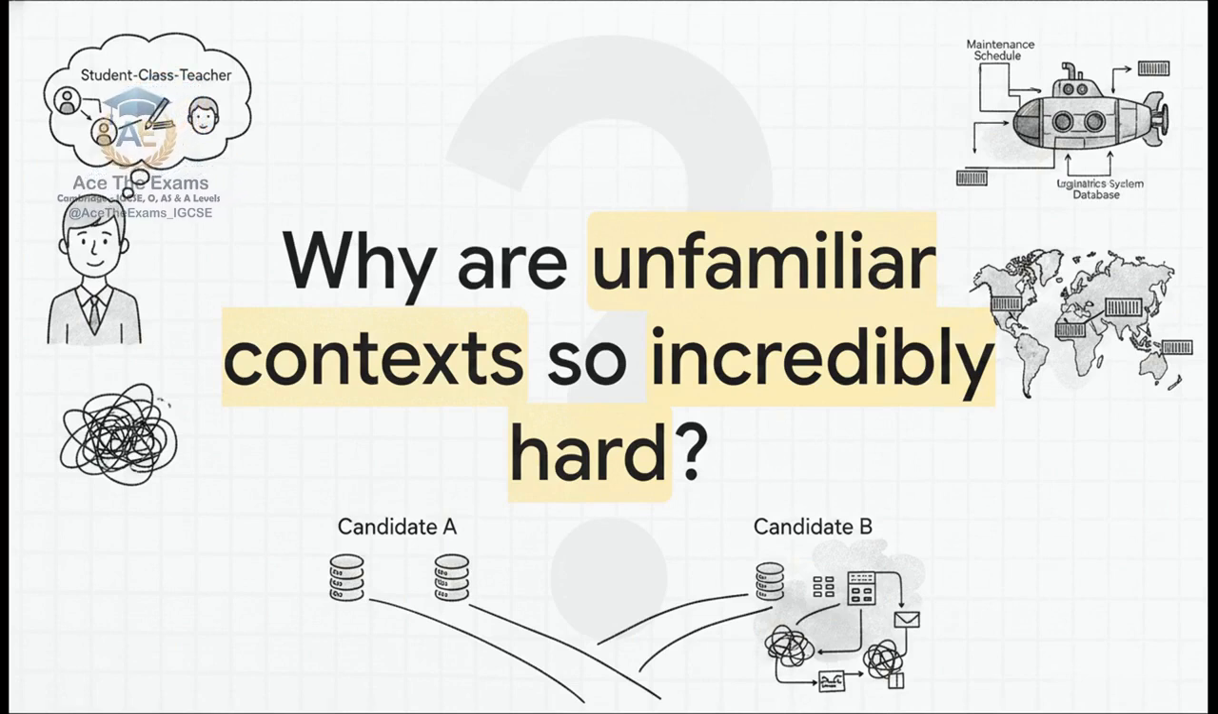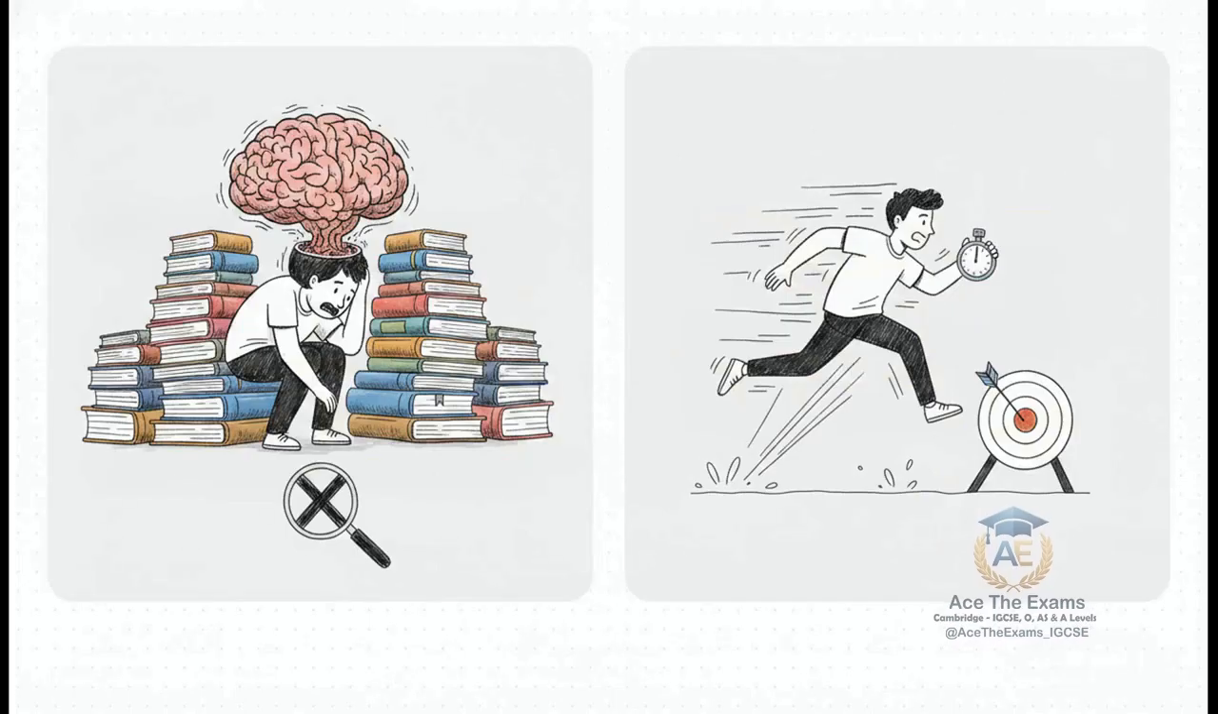But what happens when Cambridge suddenly throws a completely alien scenario at you? Say, a relational database for a deep-sea submersible maintenance schedule, or maybe a massive global supply chain logistics system. The underlying data rules haven't changed one bit, but that unfamiliar context acts like a total smokescreen. It causes panic. To truly answer why this throws candidates off their game, we need to look at how two very different types of students typically approach these high-pressure exam questions. Let's look at the two most common pitfalls we see time and time again in past paper responses.